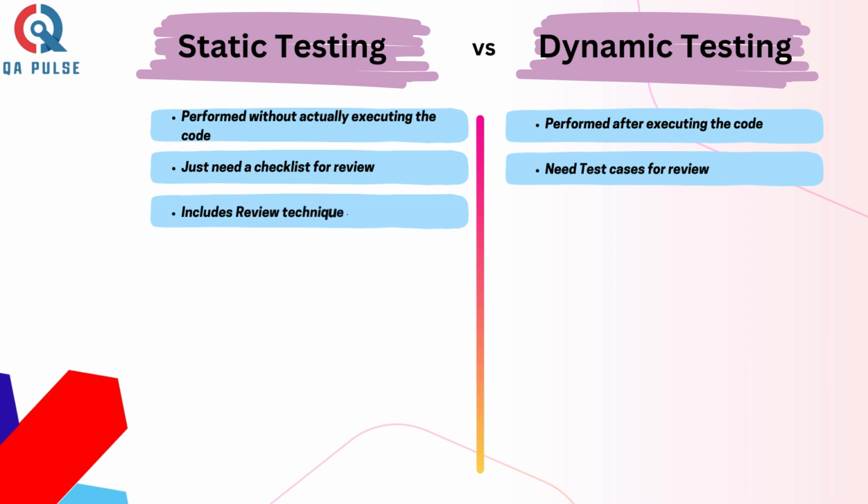As already discussed, static testing is done through reviewing documents, so it follows different review techniques like informal review, walkthrough, inspection, whereas dynamic testing follows different testing techniques like black box testing, white box testing. I have discussed techniques in my other video, you can see it.